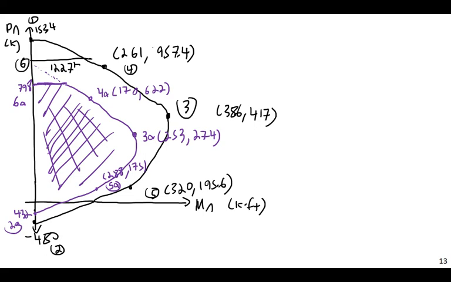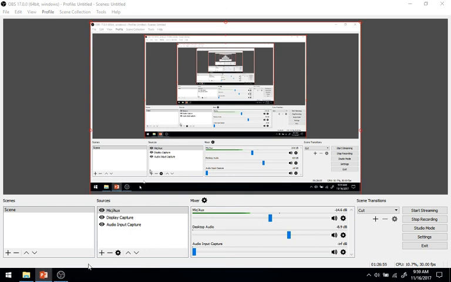Now this is quite a lot. I went through this fairly quickly, but I did want to do a nice long-form example for calculating a full column interaction diagram. So there's that. If you have any questions, please let me know.